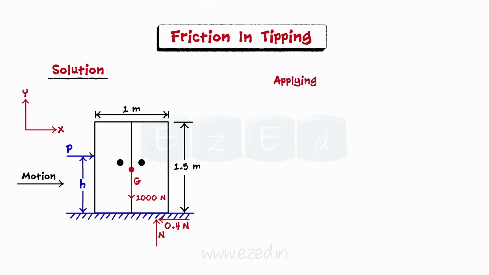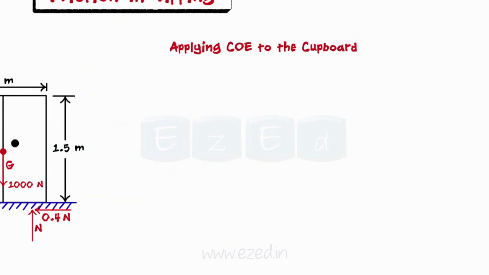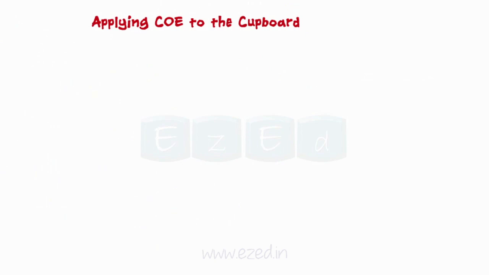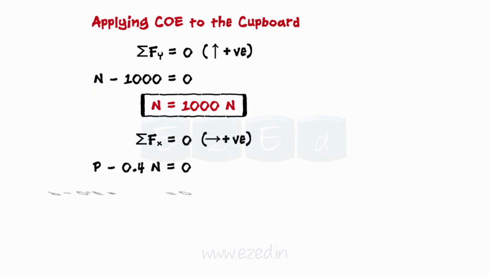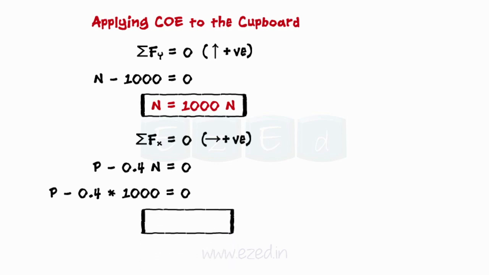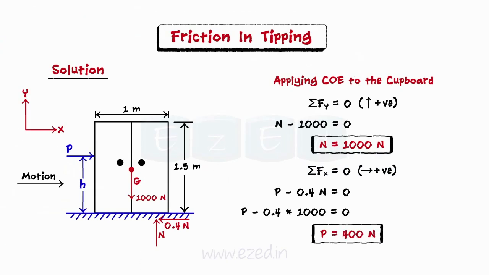Let us now draw the free body diagram of the entire system. We will now apply the conditions of equilibrium to the cupboard. We will first equate the summation of all forces in the y direction to 0. Thus, we will find the normal reaction N to be equal to 1000 newtons. Then, we equate the summation of all forces in the x direction to 0. Thus, we find that the minimum value of applied force P should be equal to 400 newtons to push the cupboard.